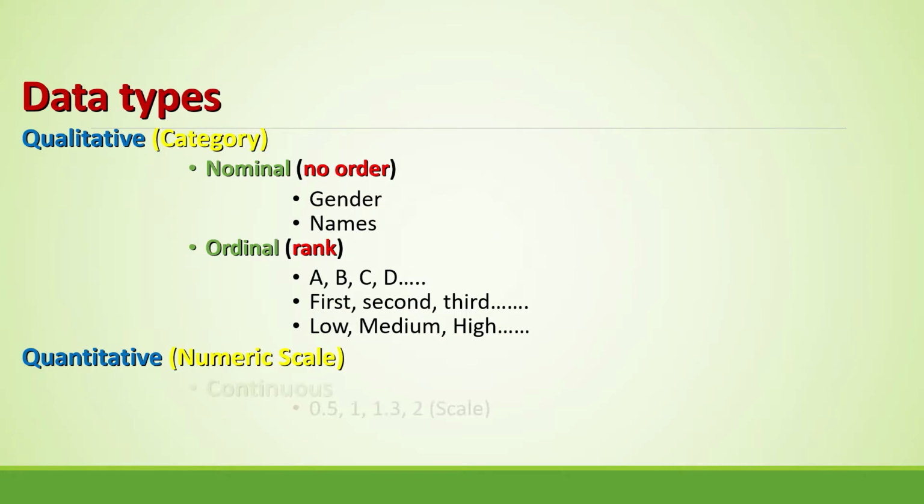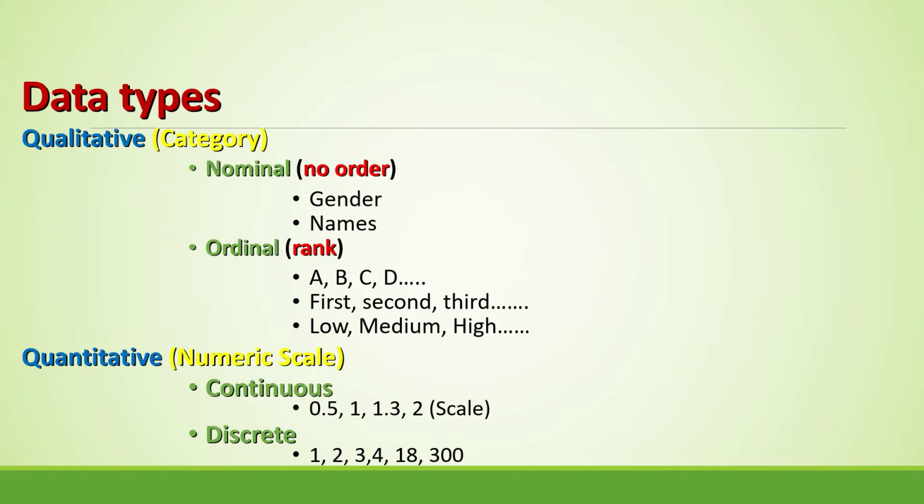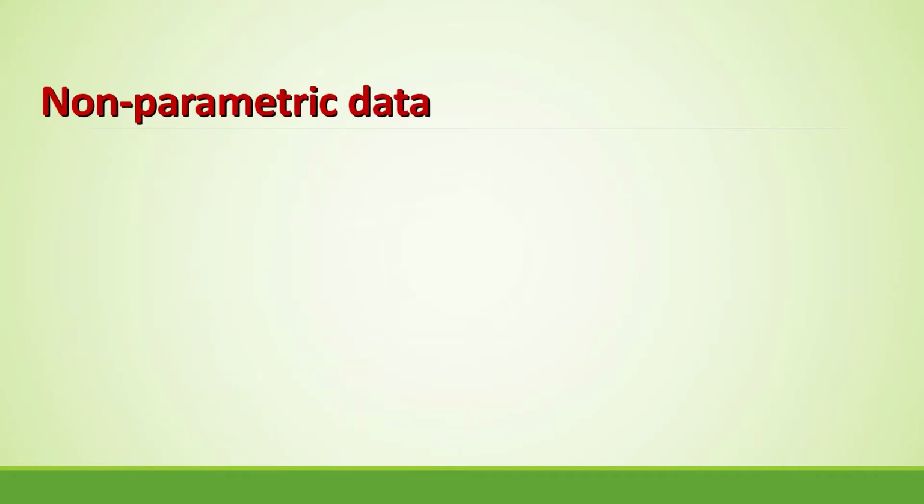It's a numerical scale, and then quantitative can be either continuous or discrete. Continuous data or variables are data that have numbers in them like 0.1, 0.5, 2.5, 3 and so on. Discrete data comes in integers 1, 2, 3, 4, 5. Right. So what does non-parametric data mean?